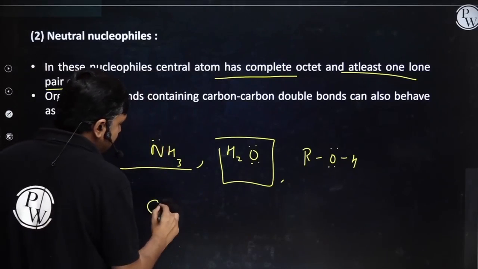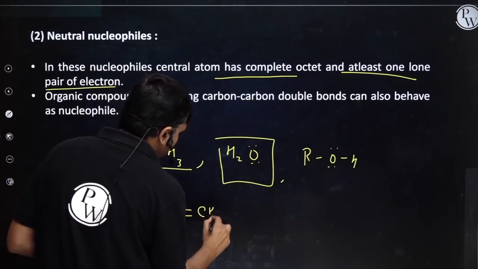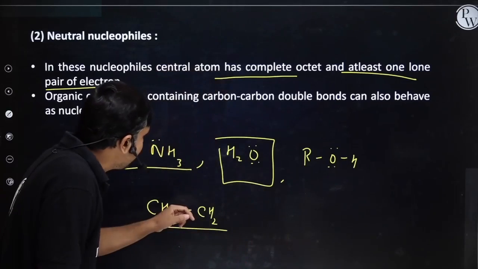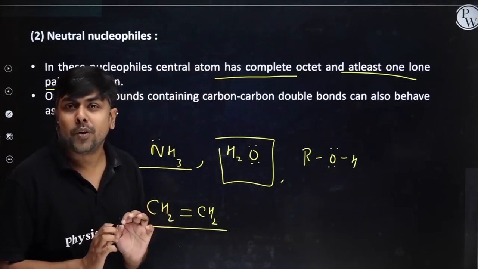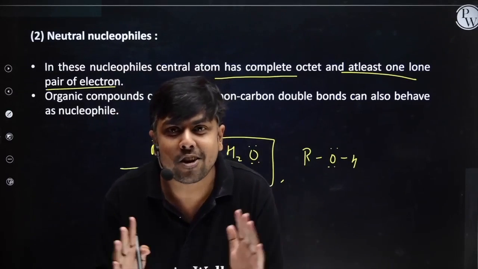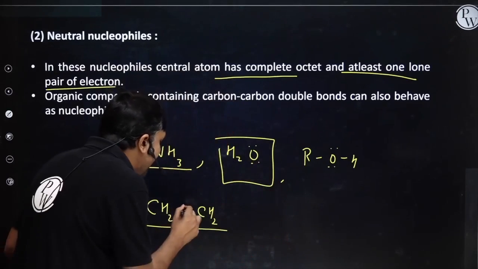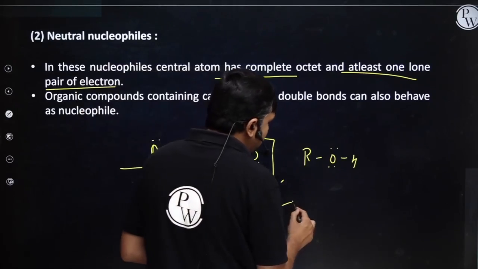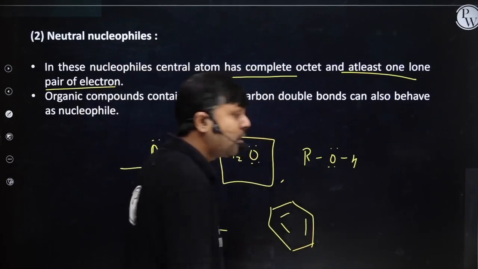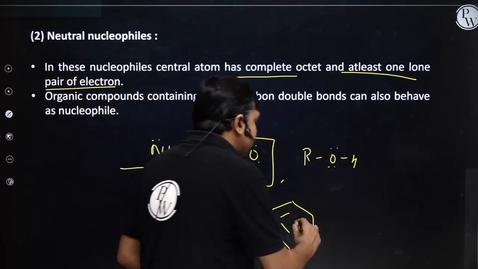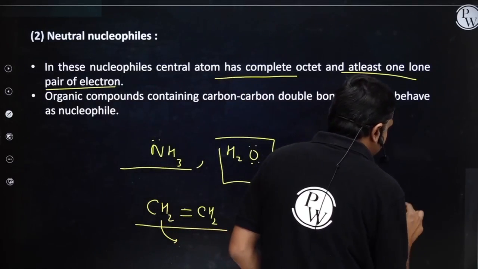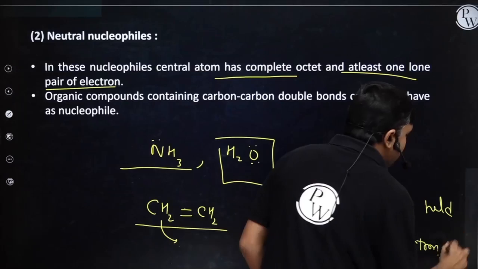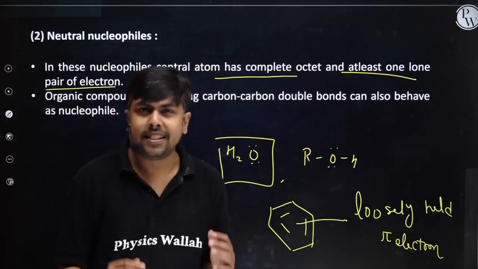Students, even this CH2 double bond CH2 alkene, this one also acts as a neutral nucleophile. Why? Because here the second bond is a pi bond, and whenever this pi bond is formed, it is formed by lateral overlap. Basically, it's a loosely held pi electron, so it also acts as a nucleophile. Benzene, this one also acts as a nucleophilic center because it contains loosely held pi electron components. Am I clear, students? Let's move ahead.